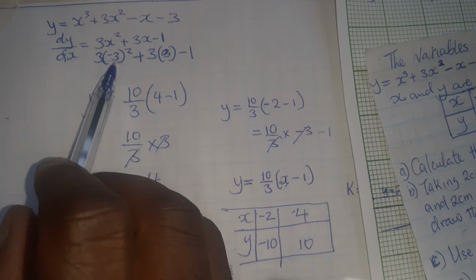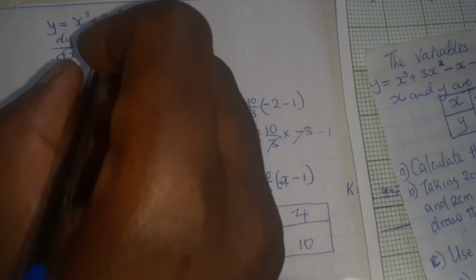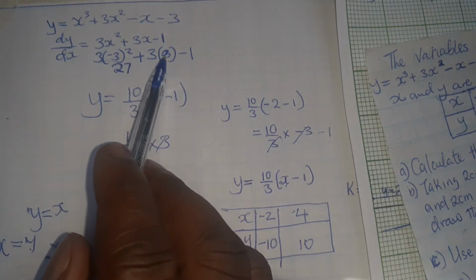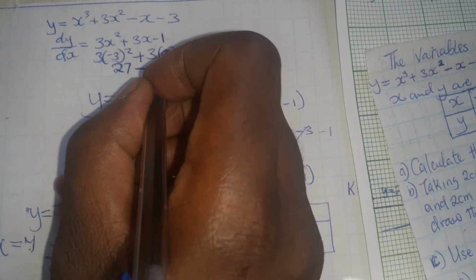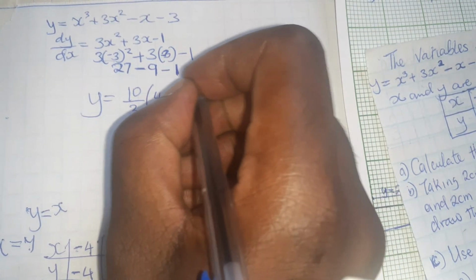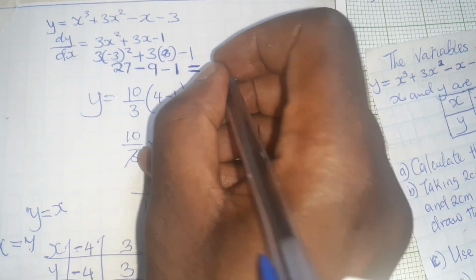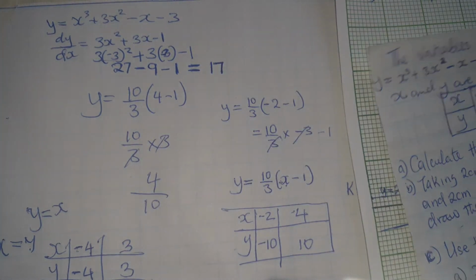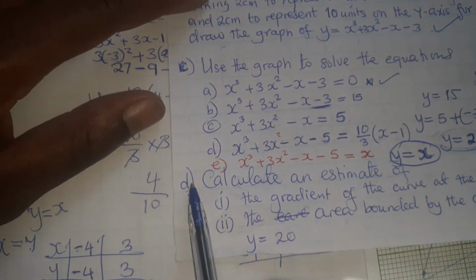So this one will give me +9. When I multiply +9 by 3, I'll get 27. Now take note that this one is a -3 here, so it will give us -9, minus 1. And when you simplify this one, it's going to give us +17.